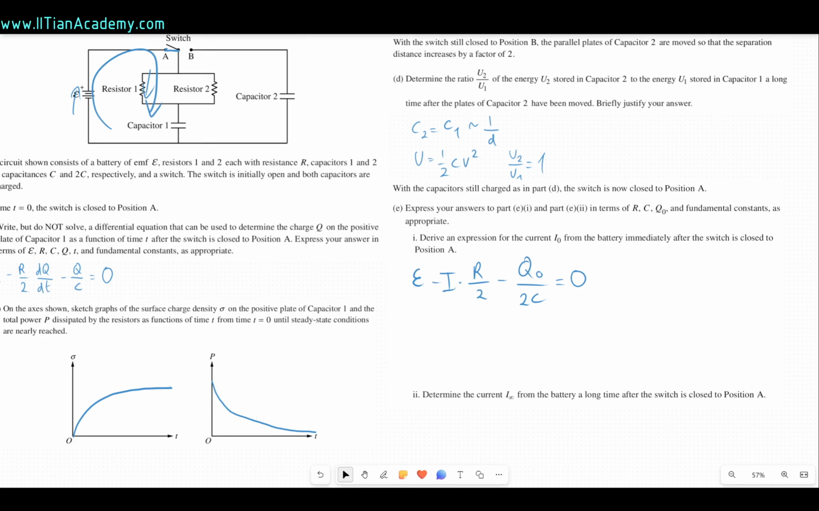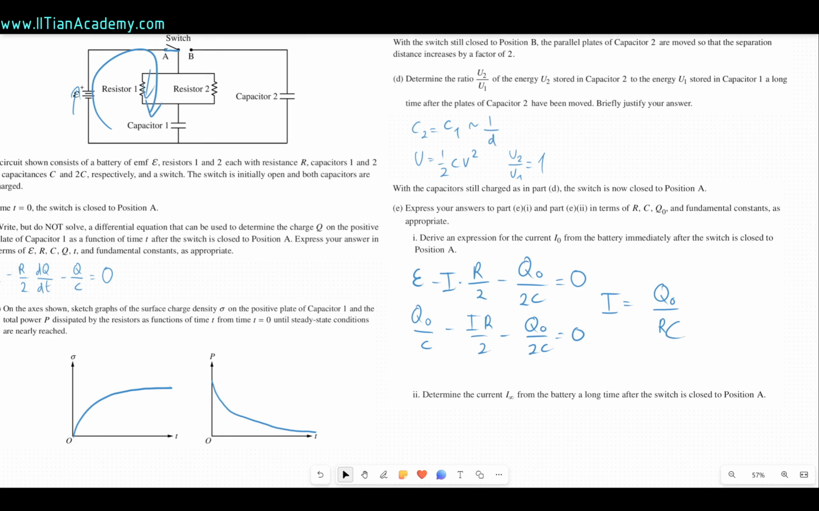So all we need to do now is rearrange for the current, and we can note that the EMF here is simply going to be the initial voltage, which is provided by the capacitor, which will be Q0 over C. So from this we subtract IR over 2 minus Q0 over 2C. This will be equal to 0. And if we rearrange this for the current, then we will get that this is Q0 over RC.